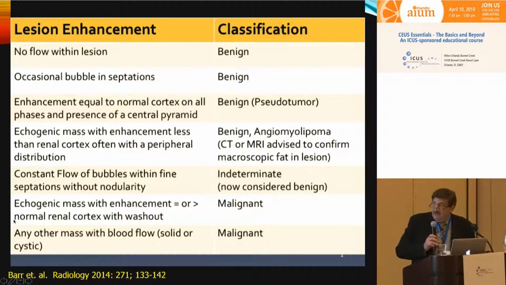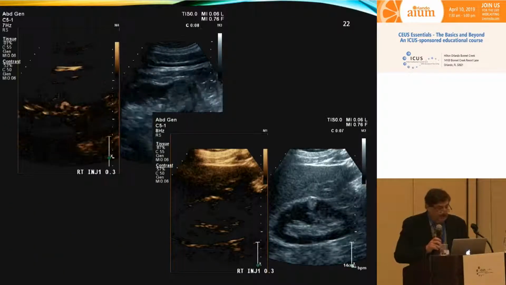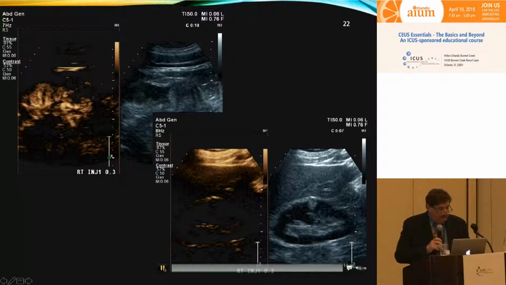In comparison, if we had an echogenic mass with enhancement equal to or greater than normal cortex, sometimes with washout, that turned out to be a malignant renal cell carcinoma, and any other mass with blood flow, solid or cystic, was considered malignant. And again, we did not include any cysts that we thought were infected. So if patients came with pyelonephritis, we didn't look at those because most of those people are treated without going to an imaging study. And I'm going to see if I can get both of these going.